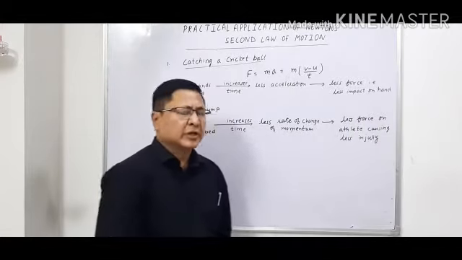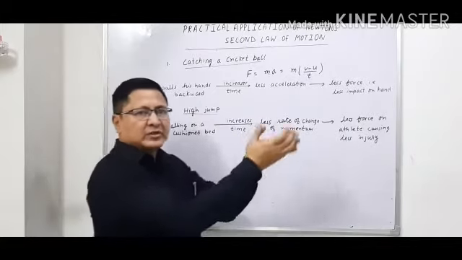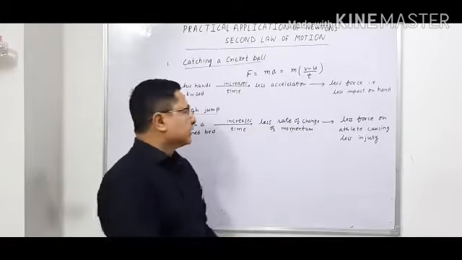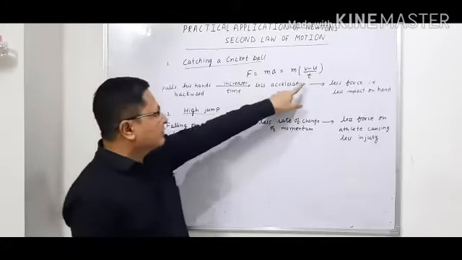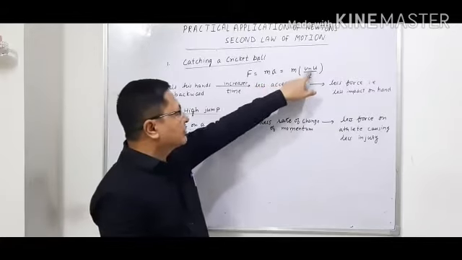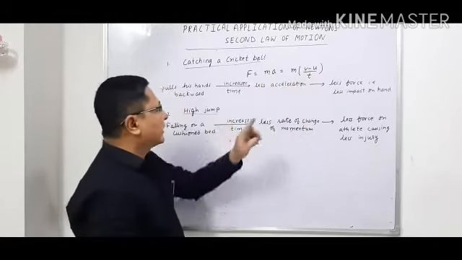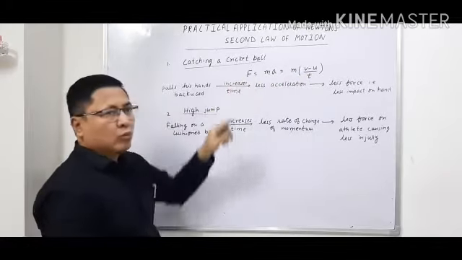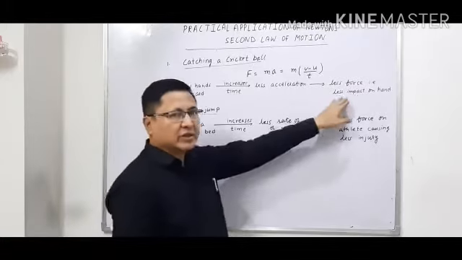Let us suppose he does not do it in this manner. If he holds the catch like this, then the time will be a very short period of time. Since the time will be very less, the acceleration will become high. This is (v - u)/t. If the time is very less, the acceleration will become high, and due to the high acceleration, more force will be required to stop the ball, and it will cause injury to his hand.